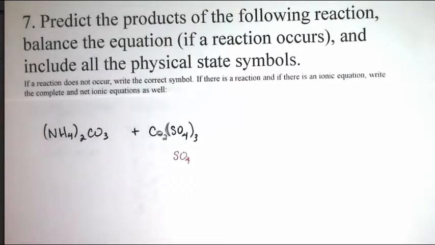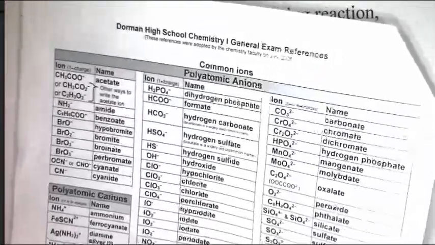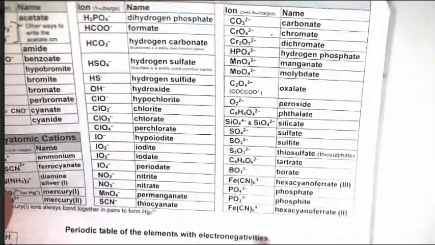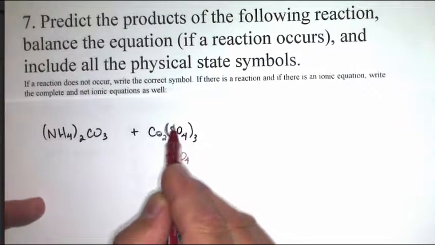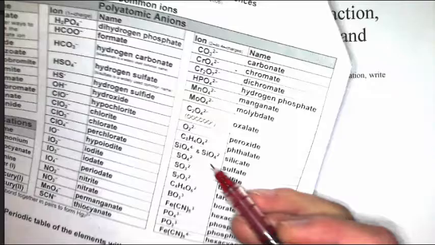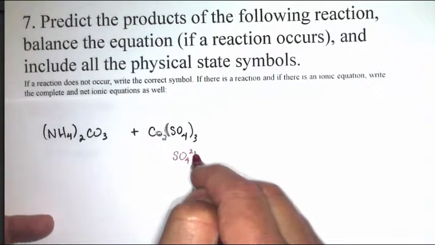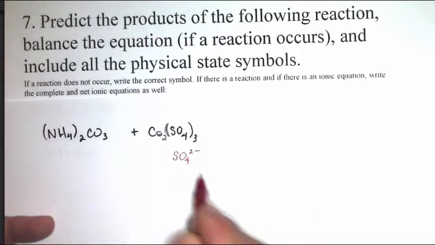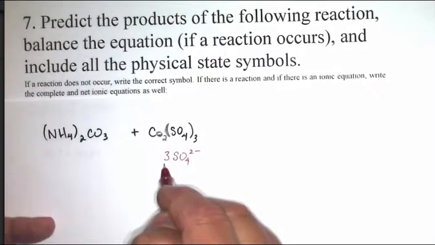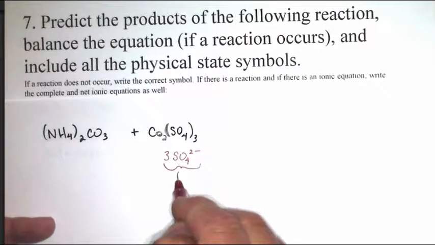Let's back it up just a second. Anytime you have a compound that has more than 2 elements, the first place you want to look is the common ions list to see if it has a polyatomic ion. And if you're careful, you'll find that sulfate here is a polyatomic ion. So this is our polyatomic ion, and it shows right here that it has a 2 negative charge. Okay? We have 3 of them. All right? So altogether, this gives us a 6 negative charge.